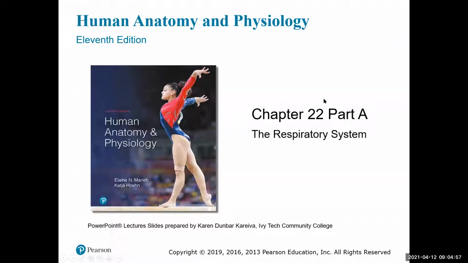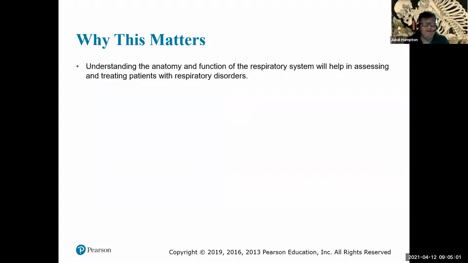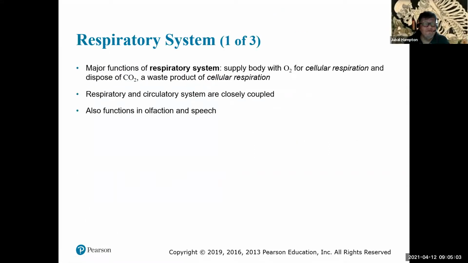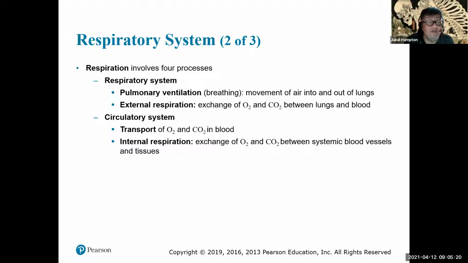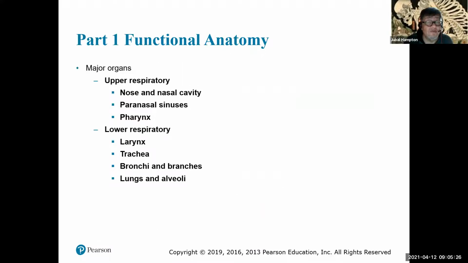All right. Respiratory anatomy. And we'll get through the functioning here. Now, the major function of the respiratory system is to supply the body with oxygen for cellular respiration, and disposal of carbon dioxide. We're going to go through the parts. Let me just get through this really quick.